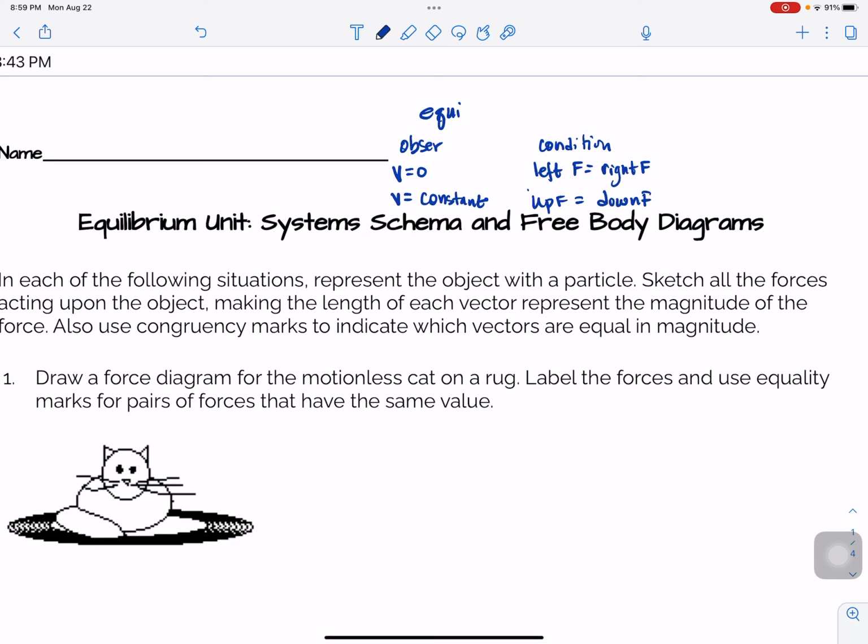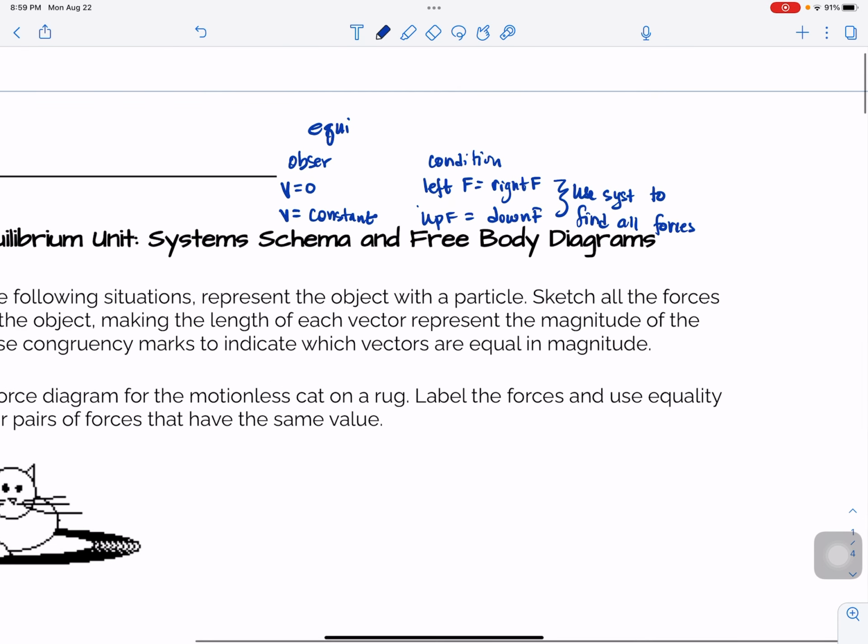And we are going to use the system schema to find all forces. The primary purpose of the system schema is that people want to put in extra forces, and so our system schema will help us to not have extra forces.